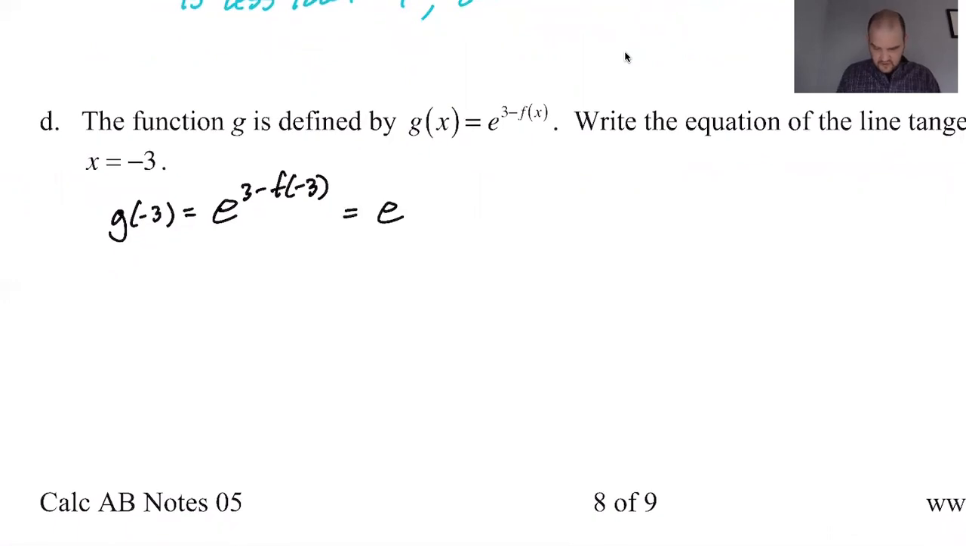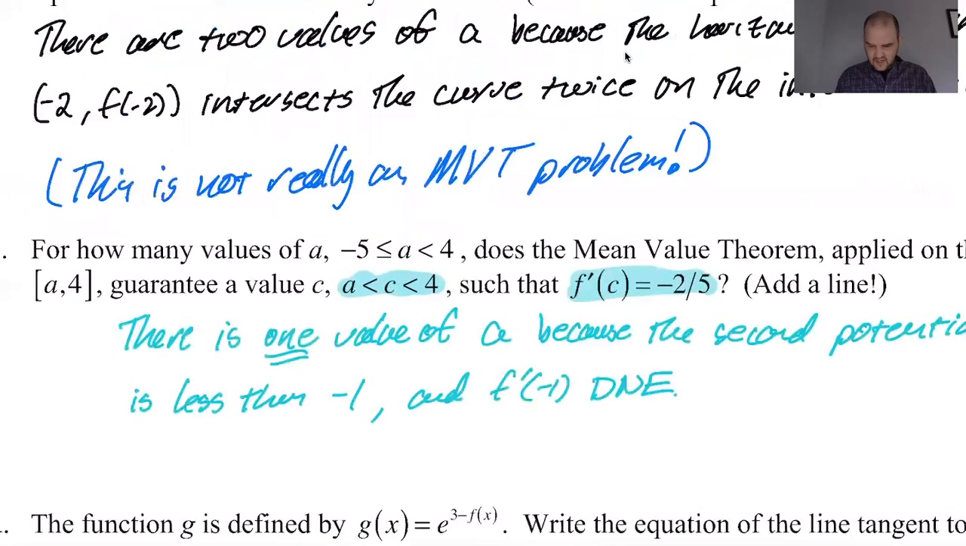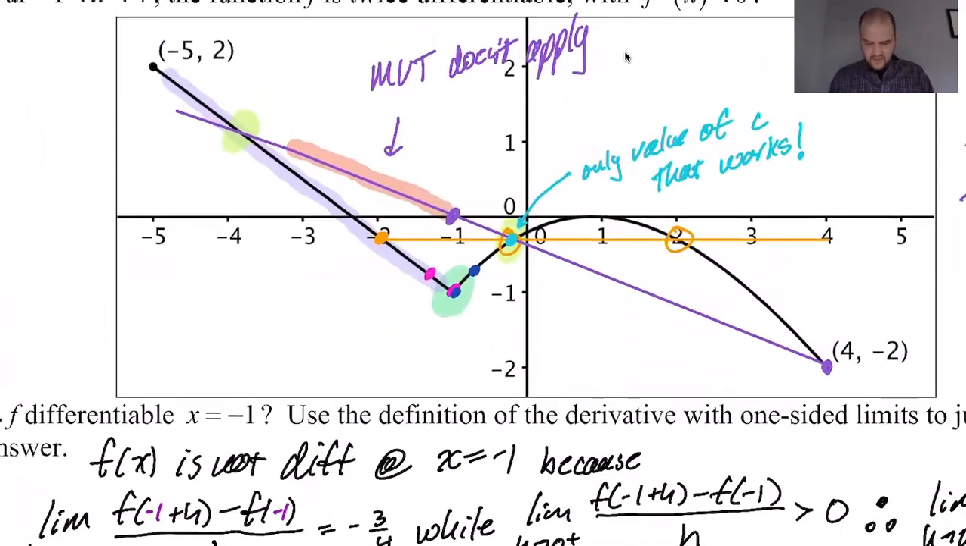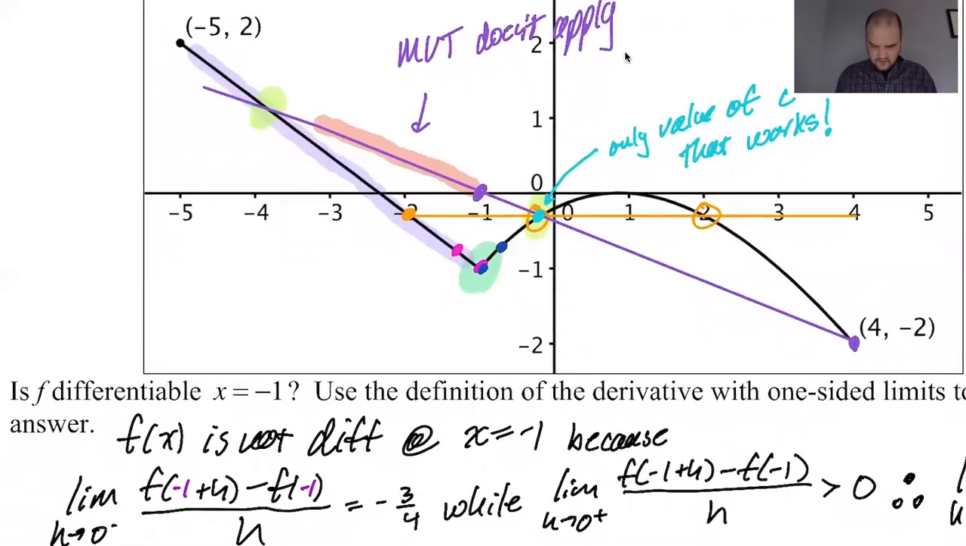So that'll be e to the 3 minus, let's go back to the graph. F of -3 is not super easy to find. All right. So we know we have a slope of down 3 and over 4, and it goes through, I don't know, -5, 2. So I'm going to say it's y minus 2 equals -3/4 times x plus 5.